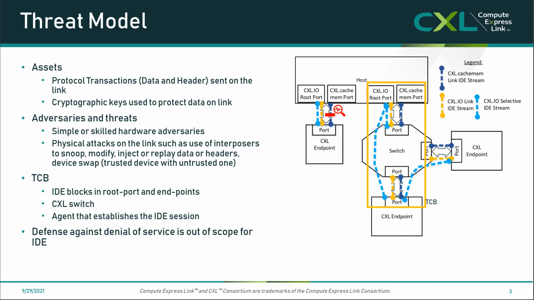In terms of adversaries, we focus on the physical adversaries. These are skilled or simple hardware adversaries who can snoop the data going on the link or modify it, inject, collect data and replay it at a later point in time. There's also other things like swapping out a device or removing a device.